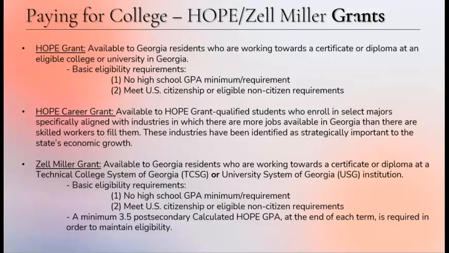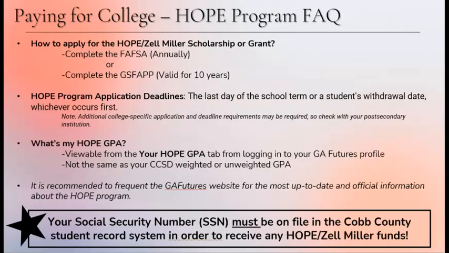citizen or eligible non-citizen. And there is a caveat in that a minimum 3.5 post-secondary calculated Hope GPA at the end of each term is required in order to maintain eligibility. So while there's no high school GPA needed to get the Zell Miller Grant out of high school, once you are at the respective college or university, one must keep a minimum of 3.5 as calculated by the Georgia Student Finance Commission. So here are just a few Hope Program frequently asked questions.